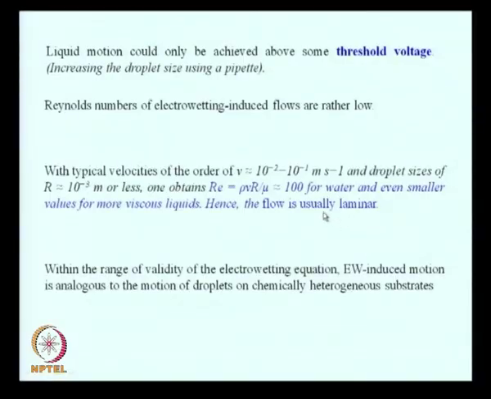And the Reynolds number of such flows can be evaluated to be quite small. For example, for the case of water, the velocities are going to be of the order of 10 to the power minus 2 to 10 to the power minus 1 meter per second, and we have droplet sizes of the order of millimeters, and the Reynolds number would be roughly about 100. Okay. So, the flow will mostly be laminar when the droplet moves on the surface.